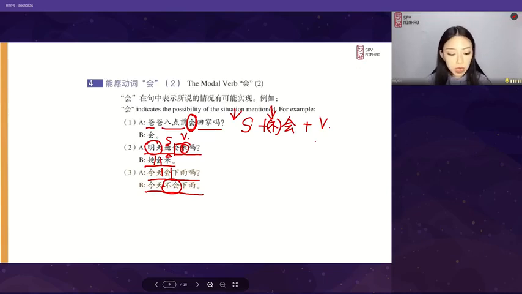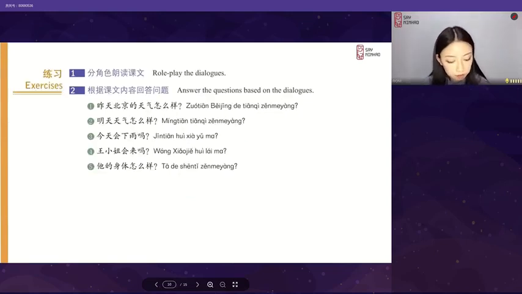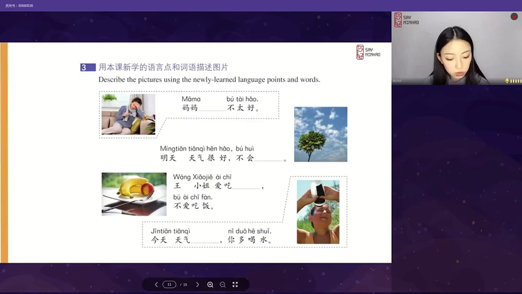So when you want to ask about the possibility of something or not, you can use the 会 to ask about it. Okay? 会回家吗? 会下雨吗? 会来吗? 会去吗? Okay? This is the language point for today. Now let's move on to next.